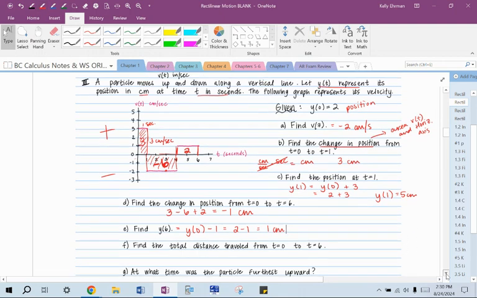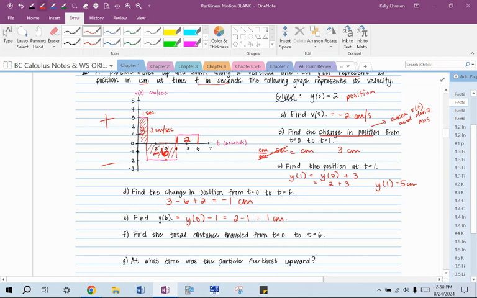Find the total distance traveled from 0 to 6. So total distance traveled, remember, is just absolute value. So we went 3 centimeters, and then instead of -6, I'll say plus another 6 centimeters, plus another 2 centimeters. That's 11 centimeters traveled over that time span.